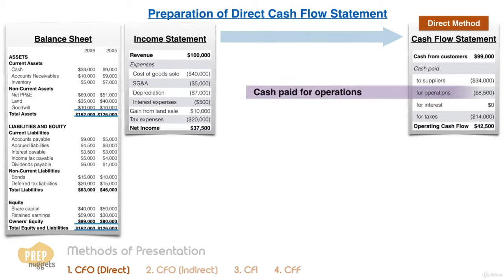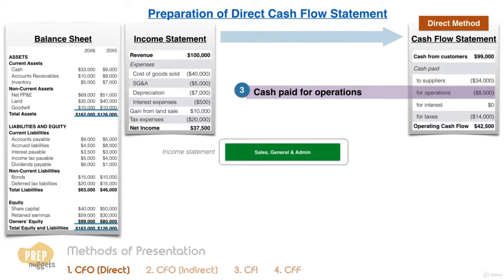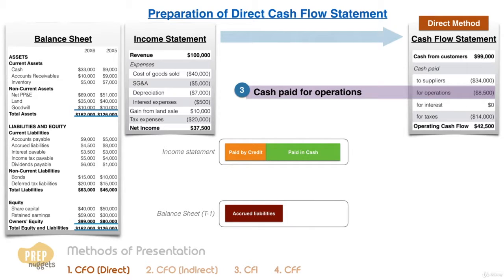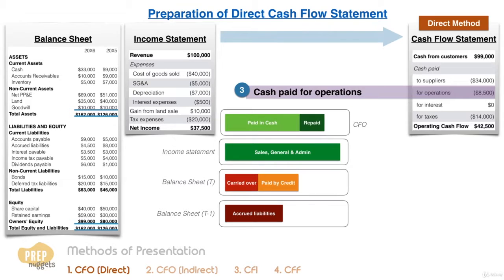The third step is to calculate the cash paid for operations. From the income statement, we have the sales, general and admin, which is the operational expenses made during the period. Based on accrual accounting, the SG&A consists of expenses paid in cash and expenses paid on credit. On the balance sheet from the previous period, part of the accrued liabilities was repaid during the year. The rest was carried over to the current balance sheet.